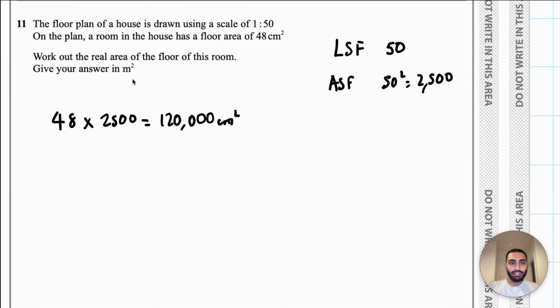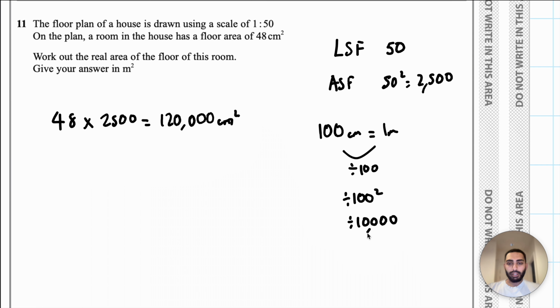If we look at the question, we want it in meters squared. So how do we normally convert centimeters into meters? We know 100 centimeters is the same as 1 meter, so we need to divide by 100. That's for lengths. If we're doing areas, we need to divide by 100 squared, which is the same as dividing by 100 with 2 more zeros, so that'd be 10,000. So I just need to divide this by 10,000. 120,000 divided by 10,000. You can just cancel the zeros out. So I'm left with 12 divided by 1, which is just 12, and that would be in meter squared. That seems appropriate for a room area.